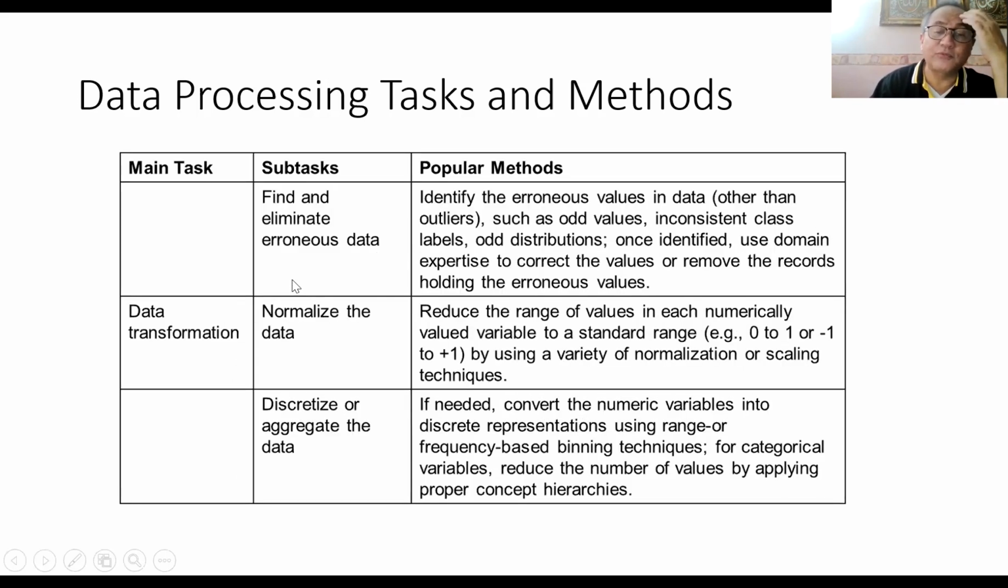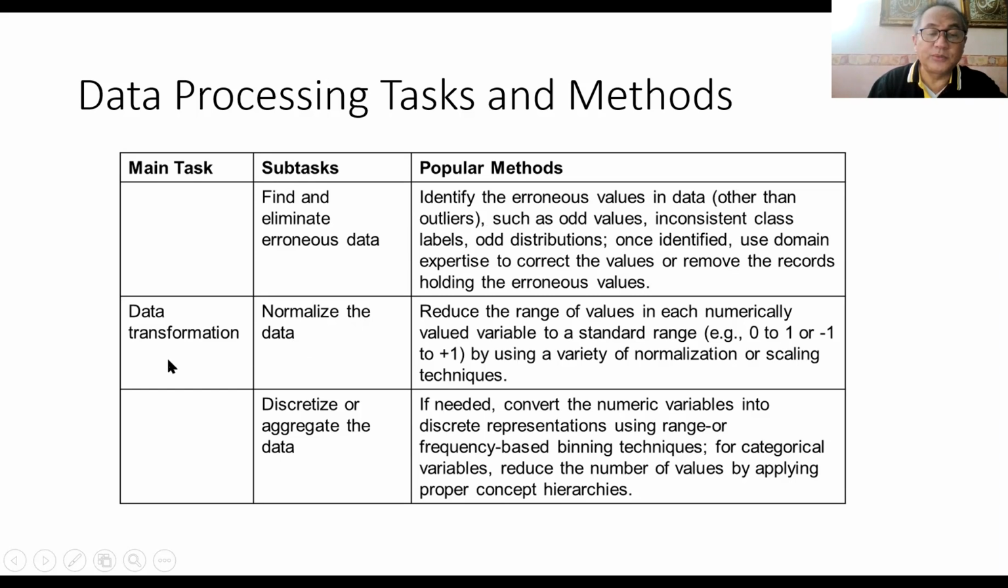And then you can also find and eliminate erroneous data. You identify erroneous values in data such as odd values, inconsistent class labels, odd distribution. You can also use domain expertise to correct the values or remove records with the erroneous values.